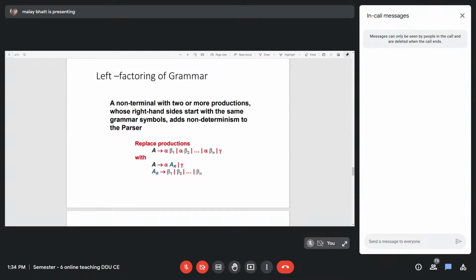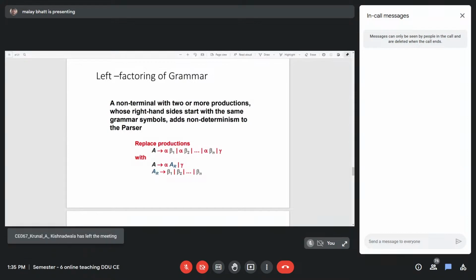You can see that we are not touching the rule A gives gamma, because there is no common substring in that production rule. So this will not change the meaning of the grammar. A gives gamma stays as it is, and we take the common element alpha from the other rules up to beta n. So we write A gives alpha AR, and AR gives beta 1 or beta 2 or beta n.